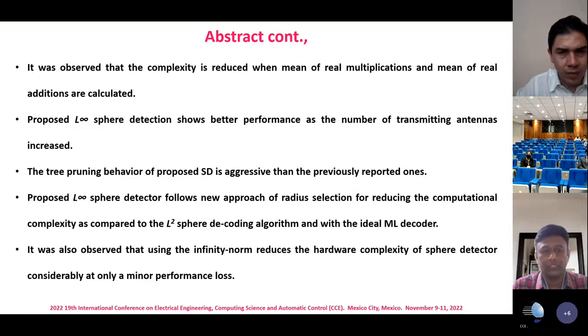Here, the proposed detection shows better performance as the number of transmitting antennas increases. Even though the number of transmitting antennas increases, we are still able to get better performance. But in the case of other algorithms like maximum likelihood detection, if the number of transmitting antennas increases, the complexity will be very high. So it will be very difficult to design that particular system.